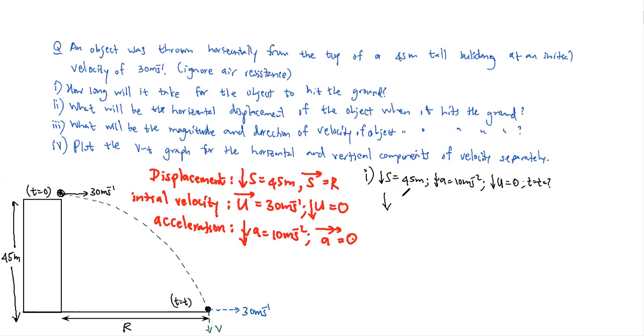Hence, you can apply s equals ut plus half at squared downwards. All right. So what is the downward displacement? 45. I'm applying the equation downwards. So whatever is downwards should be taken as plus. Initial velocity is 0 plus half into 10 into t squared. So 45 is going to be equal to 5t squared. t squared is going to be equal to 9. Therefore, t is equal to 3 seconds. It will take 3 seconds for the object to hit the ground. All right, fine.